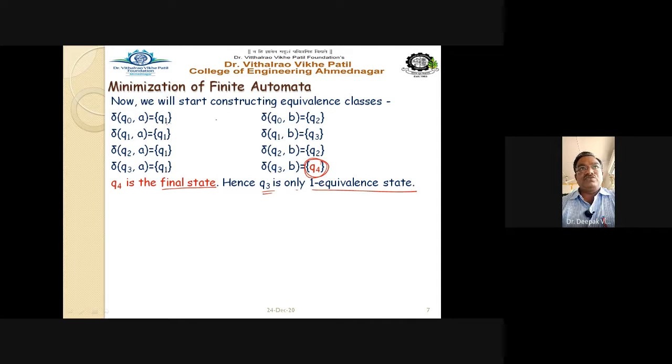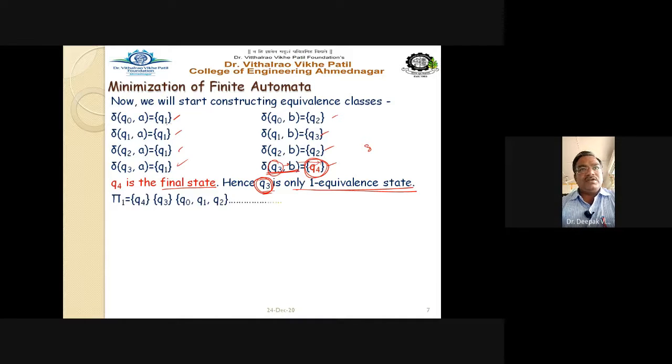So how many transitions are there? 1, 2, 3, 4, 5, 6, 7, 8. Out of these 8 transitions, only one transition, Q3 on input b, leads to the final state Q4. That's why Q3 is taken away and called a one equivalent state, Q3, right?